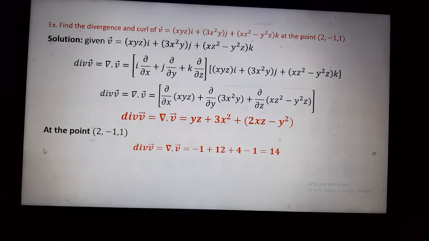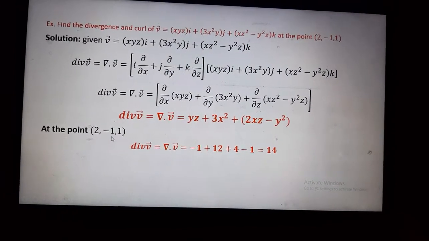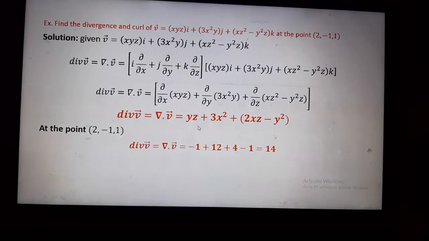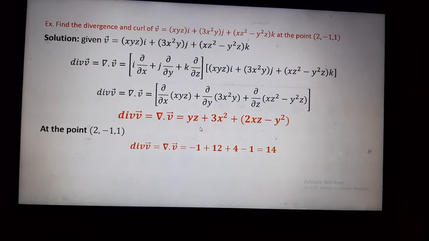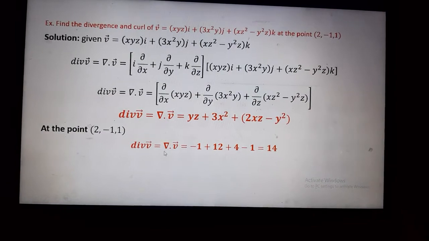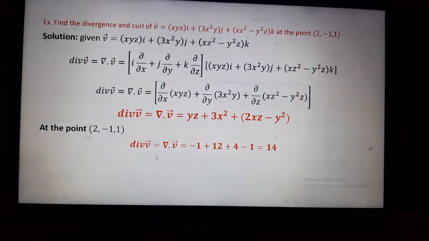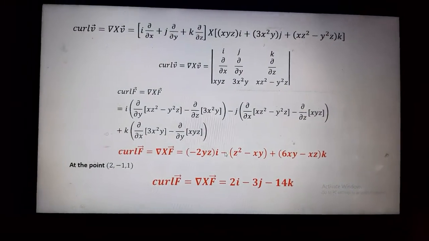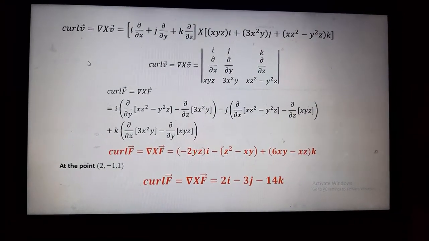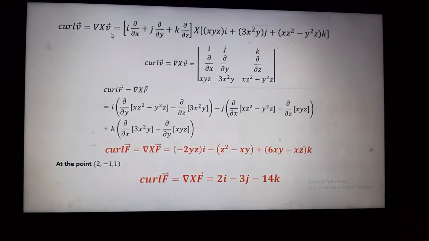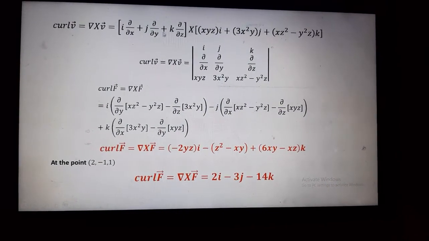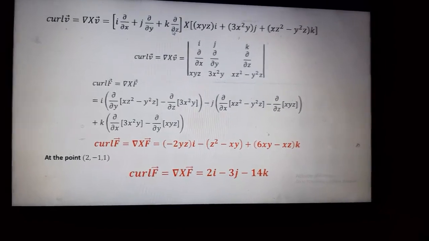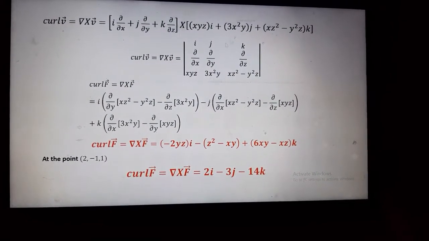Our question is to find the divergence at the point (2, -1, 1). So here I will put x equal to 2, y equal to minus 1 and z equal to 1. I will get divergence of vector v equal to 14. Now I will find curl of v, that is del cross v. Again I will write the definition of del cross vector v. This is the cross product of two vectors.